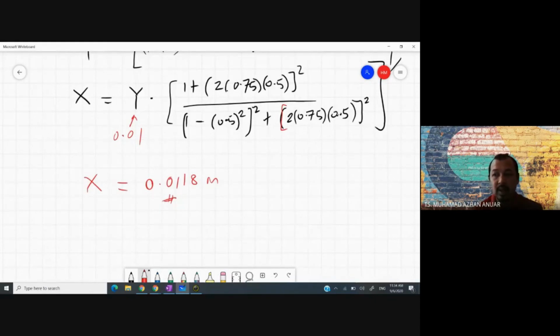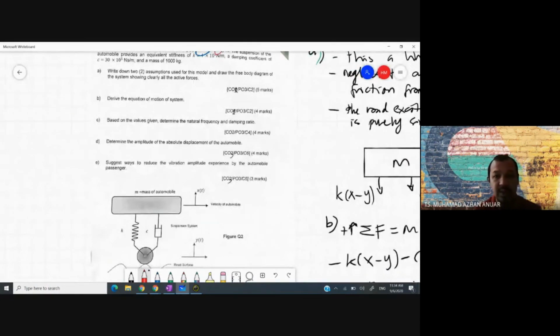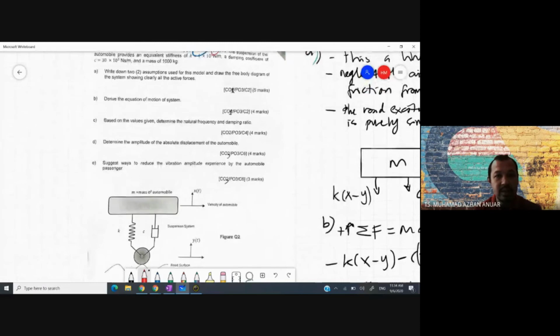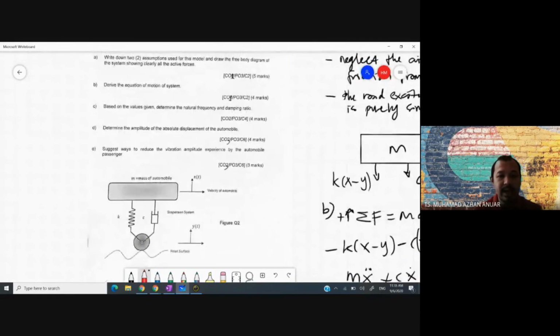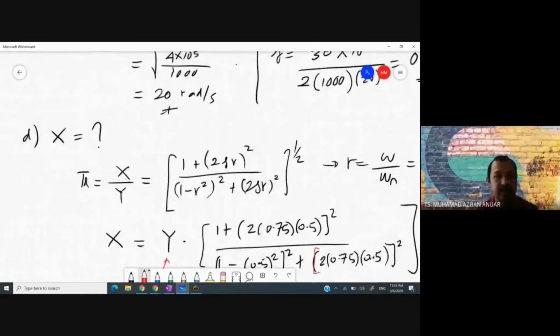Okay, so that is the amplitude. That is question D, the absolute displacement amplitude of the car. Given that the amplitude of the excitation is 0.01, your car will displace with 0.0118. So is it good? It's not good. Why? Because you amplify. Given the amplitude of the excitation is 0.01, you amplify the motion of the person inside the car. That's not good.